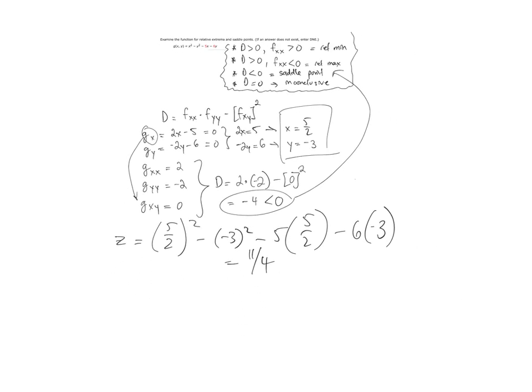So finally, your answer, the saddle point at 5 over 2, negative 3, and 11 over 4. This is your answer.